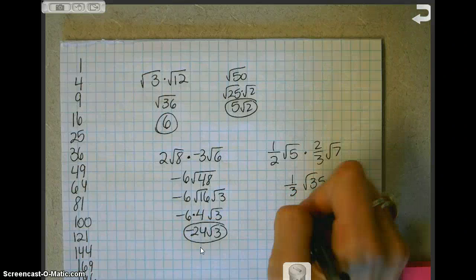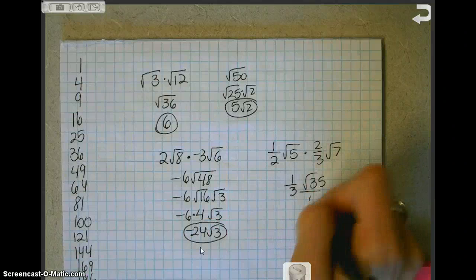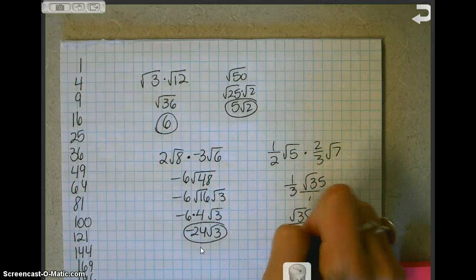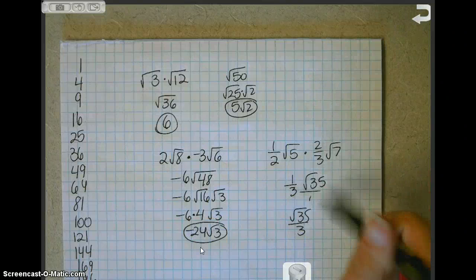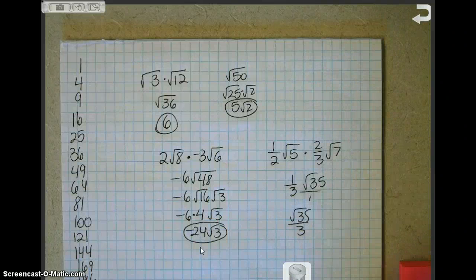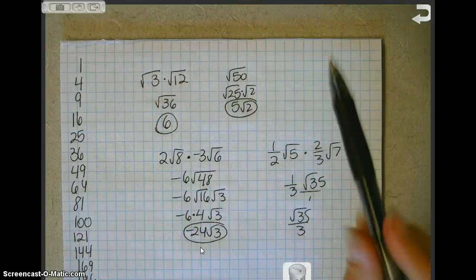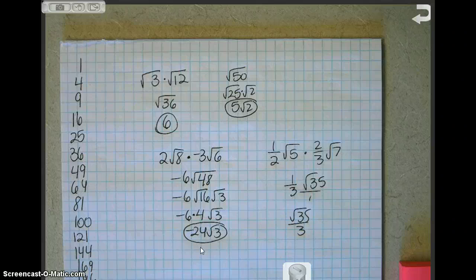And as you remember, you could put that as 1/3 times the square root of 35, or you could make that the square root of 35 over 3. Both of those are true. Look to see, does the square root of 35 break down? And the answer is no. There's no perfect square other than one that goes into the square root of 35, so you're set on that.